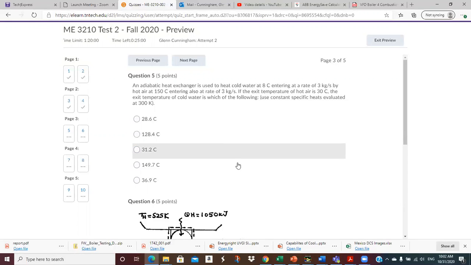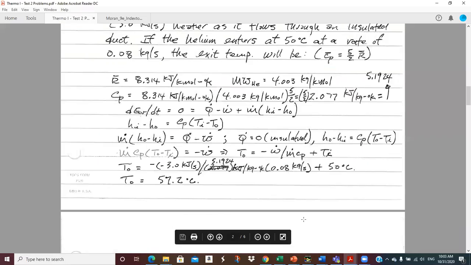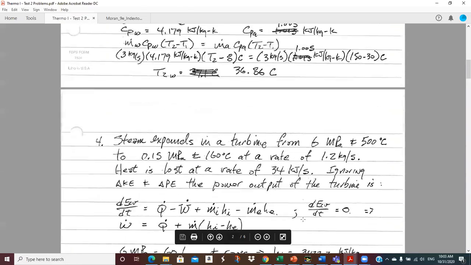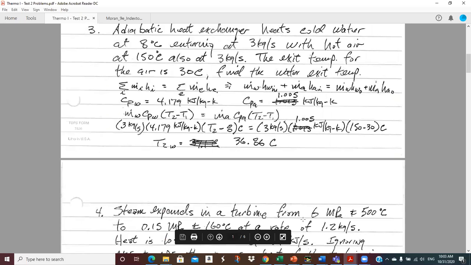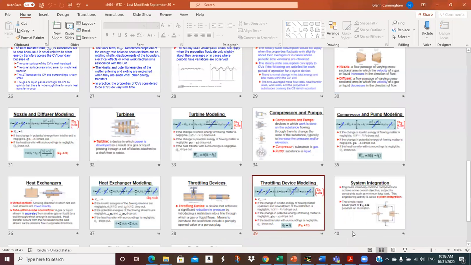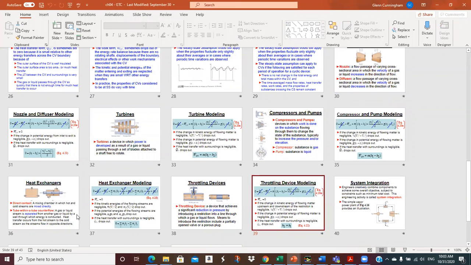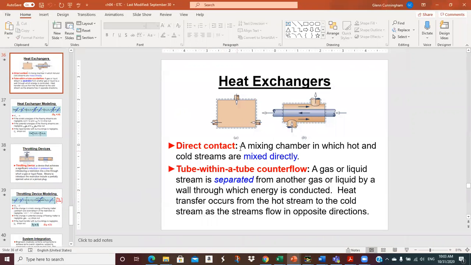Okay, so on that one, adiabatic heat exchanger. Here we go. Okay, well, let's go look at PowerPoint. Heat exchanger. So this was out of the lecture notes. So basically, you got water in, water out, air in, air out.